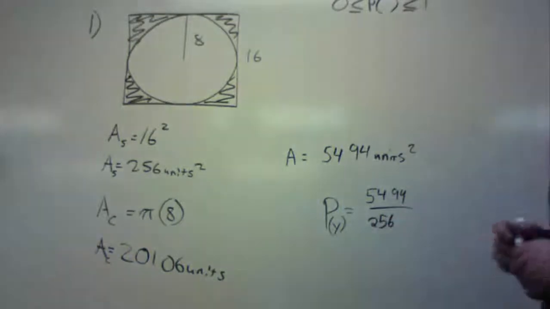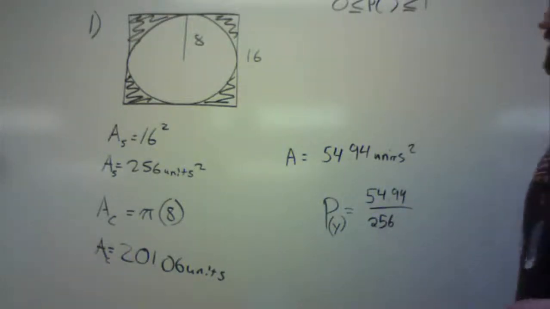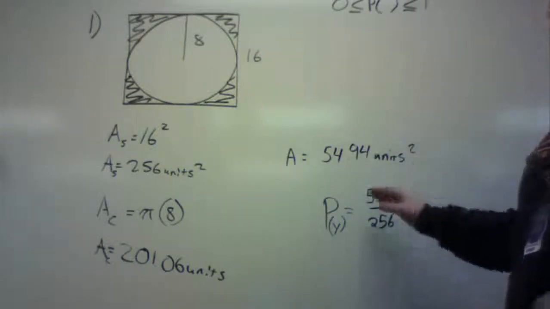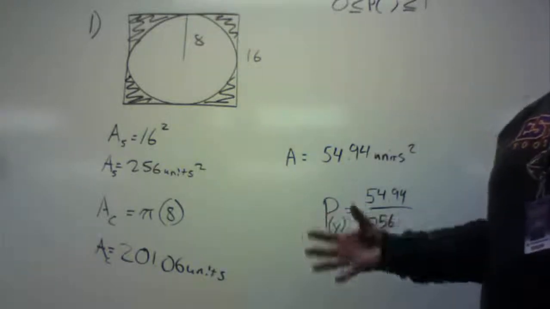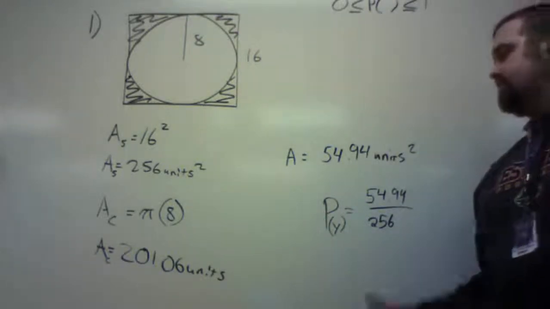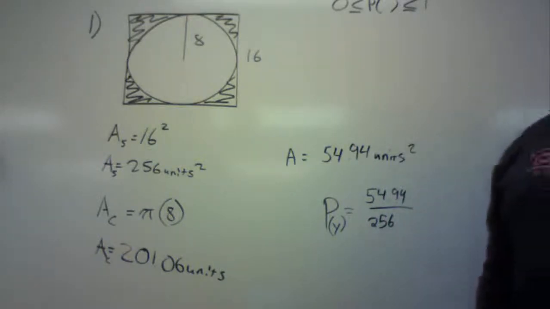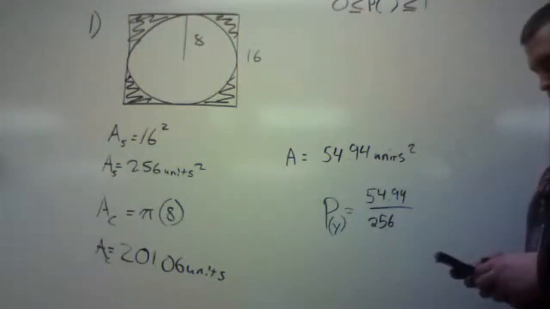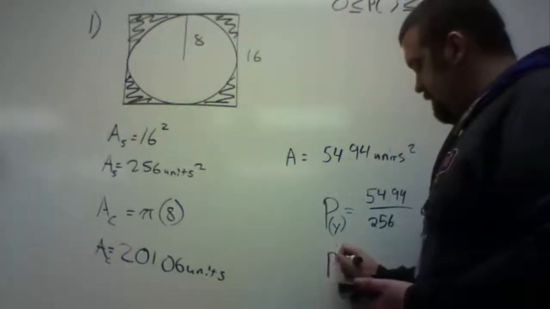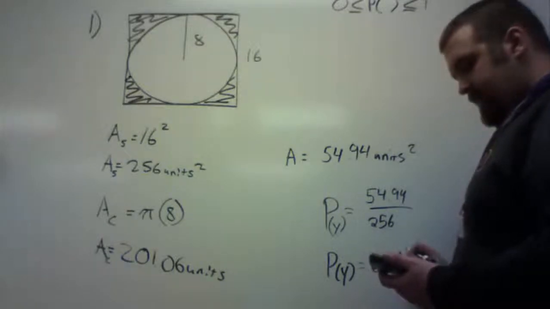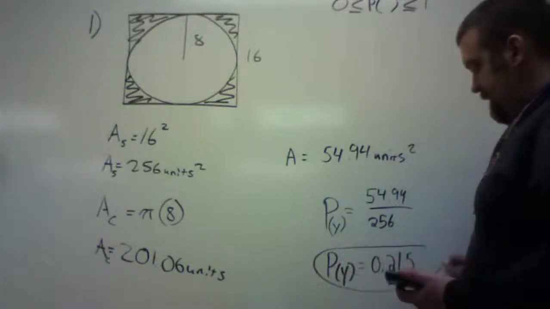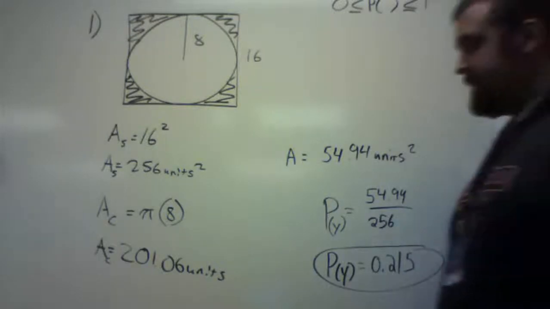So let's just take a look. I just said that the probability it's in the yellow shaded region is the area of the yellow shaded region divided by the area of the whole spot I'm picking from, which is a square. So 54.94 divided by 256. At this point, it's a calculator problem. 54.94 divided by 256. The probability it's in this yellow shaded region is 0.215. It's not very likely.